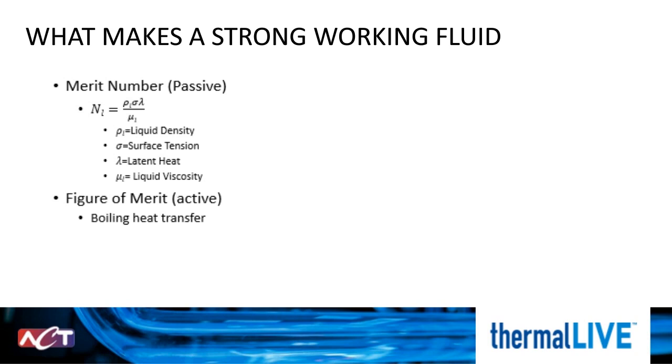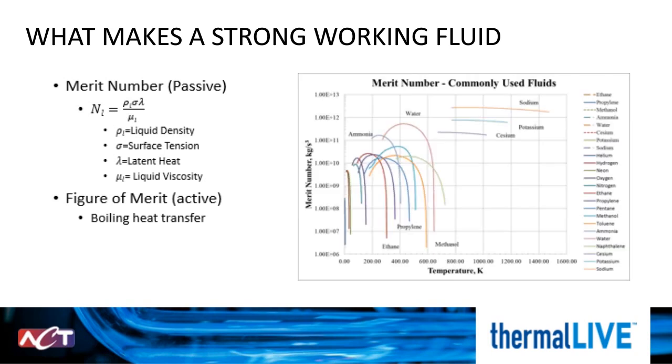Fluids such as methanol and ammonia have strong merit numbers, as shown in the chart, and are used regularly in the thermal industry for low temperature control. For the power electronics industry, refrigerants, like the ones shown on the figure to the right, with high figures of merit or high boiling heat transfer, are typically used to mitigate any leakage concerns.